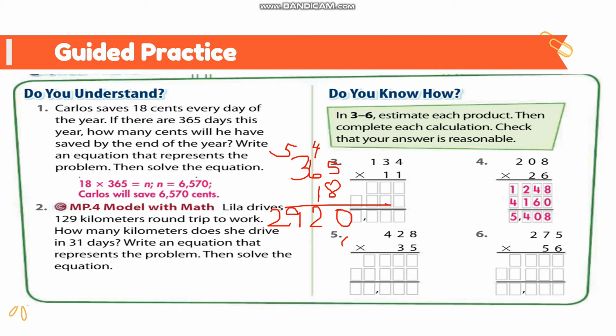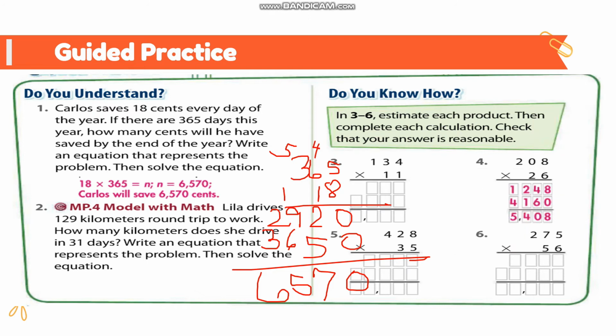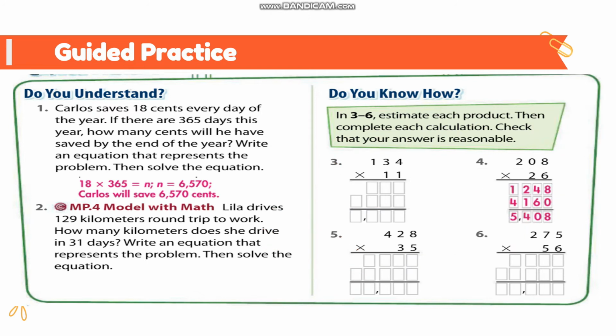Then we need to add 0 before multiplying the tens place. 1 times 5 is 5, 1 times 6 is 6, and 1 times 3 is 3. Then add. This becomes 0, this becomes 7, this becomes 15, regroup 1, and this becomes 6. So that's why the answer is 6,570. Next, Leela drives 129 kilometers round trip to work. How many kilometers does she drive in 31 days? Write an equation that represents the problem, then solve the equation.